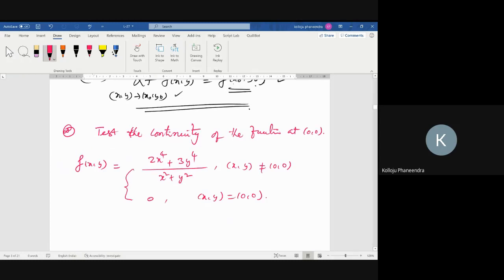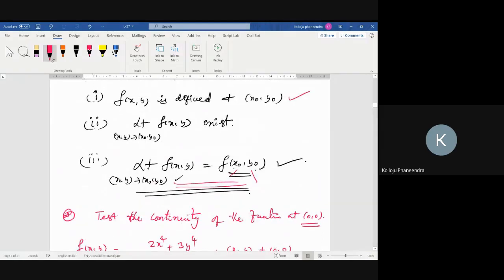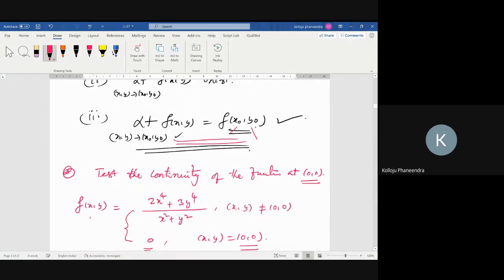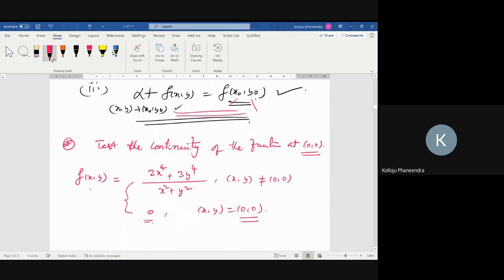Continuity means I have to check this condition. Clearly see, I have to check at the point 0, 0. That means x naught, y naught is 0, 0. What is the function value at 0, 0? The function value is 0. That means f of x naught, y naught is 0. This is over, the first condition is over. At 0, 0 the function value 0 is given. And second, I have to check the limit value. Limit of this function I have to check.